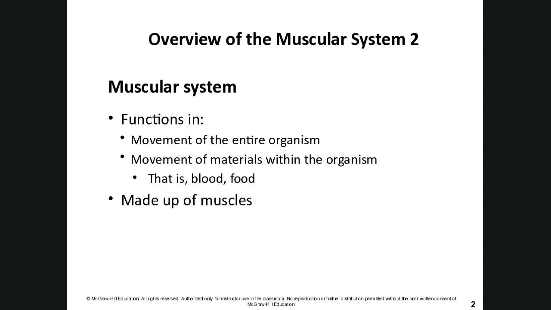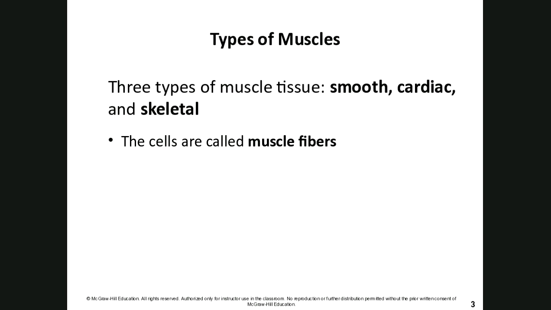The muscular system, one of its functions is the movement of the entire organism. There's also the function of movement of materials within the organism, so that is blood and food. Those smooth muscles help to move that blood and food, and obviously the muscular system is made up of muscles. Now, there are three different types of muscles that can make up the muscular system, which we talked about a bit in Chapter 4. Those would be your smooth muscles, cardiac, and skeletal muscles.